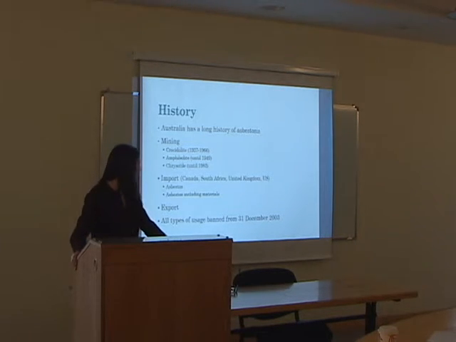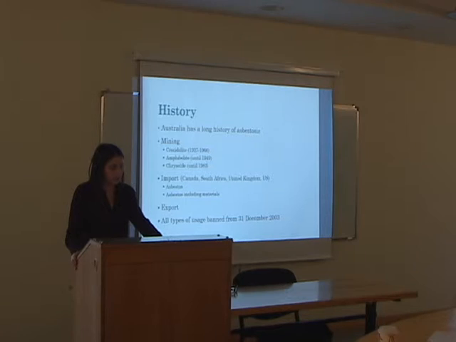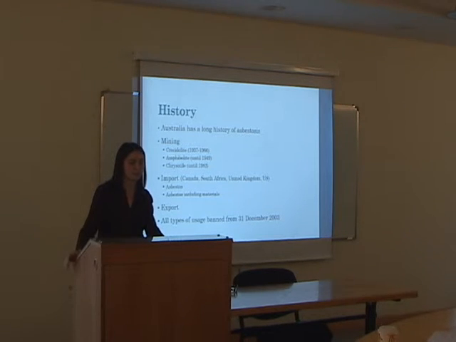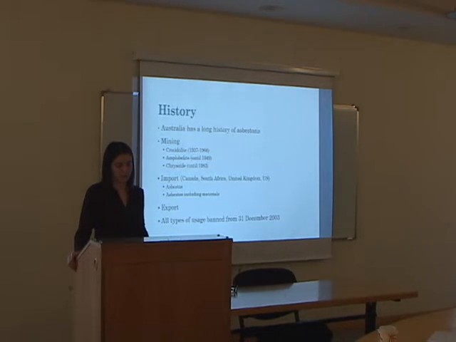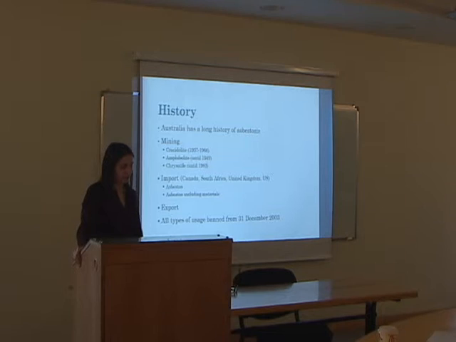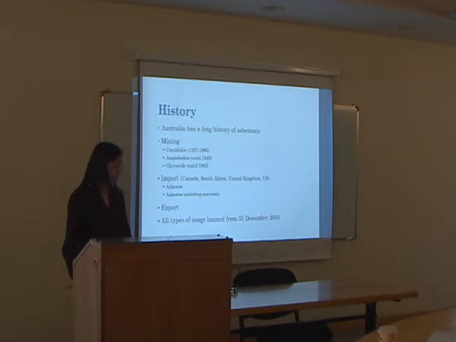Australia used to mine different types of asbestos, such as crocidolite, amosite, and chrysotile. But in 1983, all types of mining were banned in Australia. But Australia continued to import asbestos and asbestos-containing materials from other countries such as Canada, South Africa, United Kingdom, and US. During the 1950s, Australia was the fourth largest consumer of asbestos in the world. During the mining years, Australia also exported asbestos. But from December 2003, all types of usage of asbestos were banned in Australia.